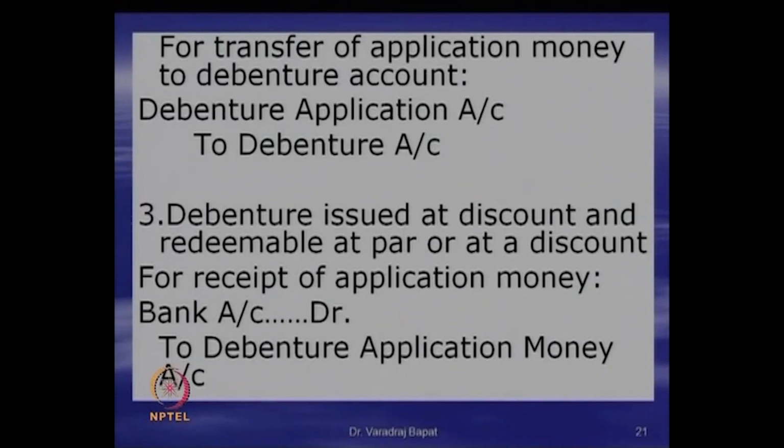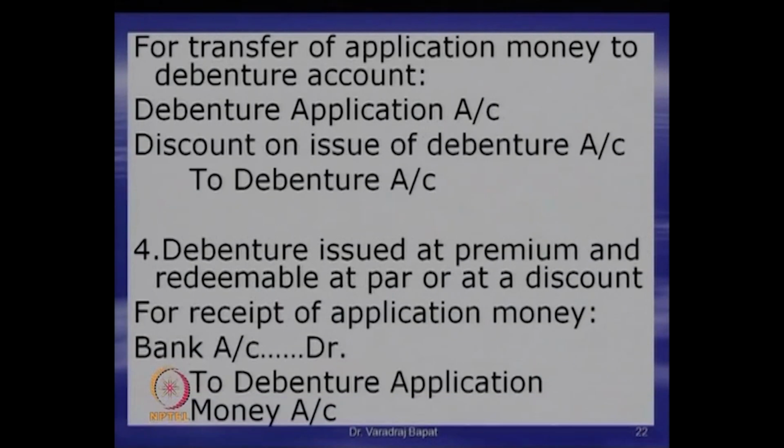Now, third case, debenture which is issued at discount and redeemable at par or discount. Now, again the application entry remains same, bank account debit to debenture application account, and when it is transferred it is slightly different. Now it is debenture application account, discount on issue of debenture account to debenture account.